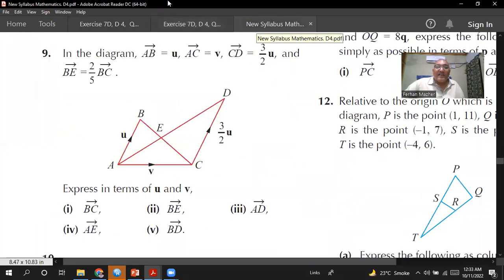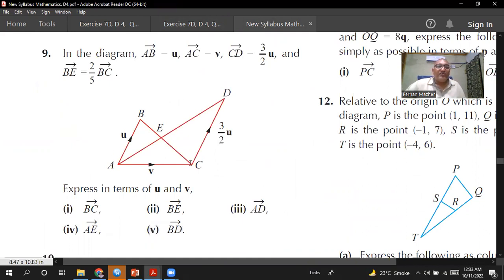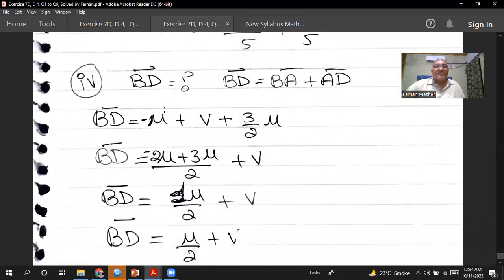Now I know the value of the AE. And now the last question is find the value of the BD. So very simple bypass, B to A to C, C to D. So you can find BD very easily. From B go to A, from A go to C, from C go to D. So that's the bypass which I'm going to work. Okay, so here we go. Now BD will be B to A and from A to D. BA is minus U and AD is V plus 3 by 2U.